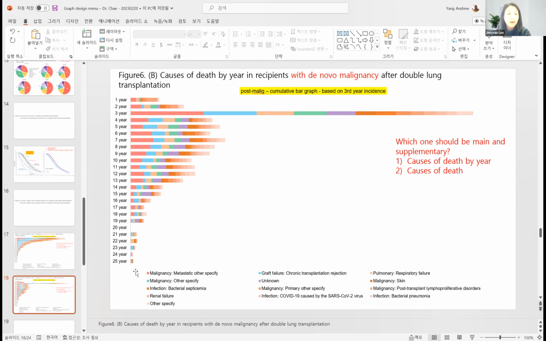When the recipient had de novo malignancy, in the 3rd year there are many deaths occurring. And that death is malignancy. A lot of malignancy, but then also a lot of graft failure. Yes. Wow. So I wanted to show by years. Yeah, so this is with malignancy. Show me the other.